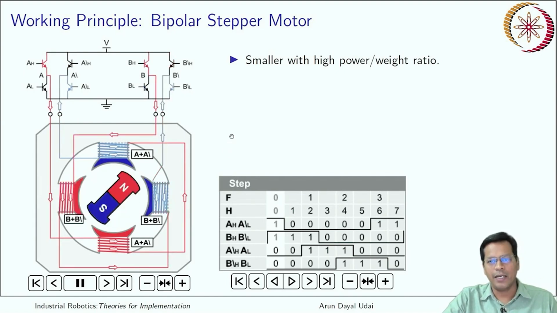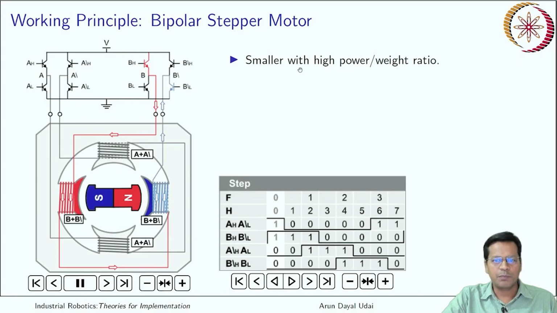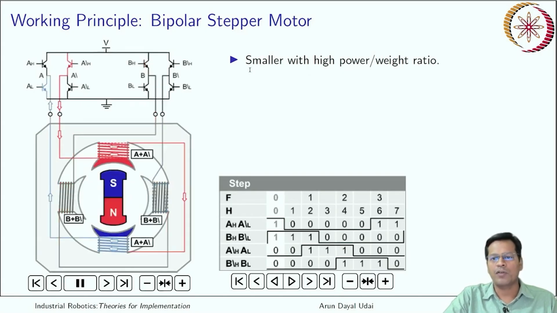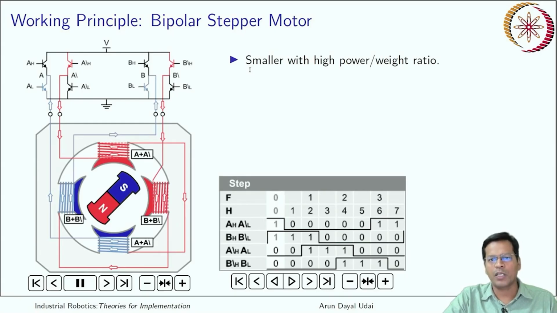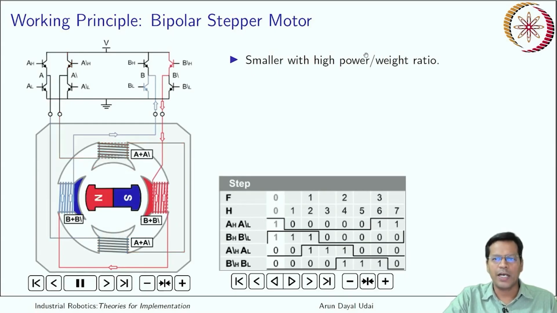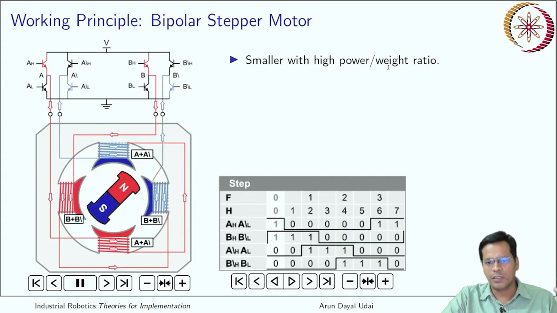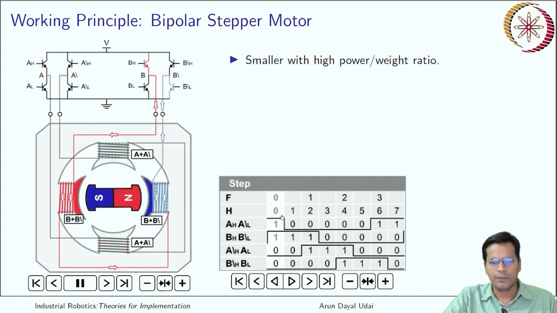So this is again very small in size compared to a unipolar motor of similar power to weight ratio. So it has a very high power to weight ratio as compared to a similar sized unipolar motor.